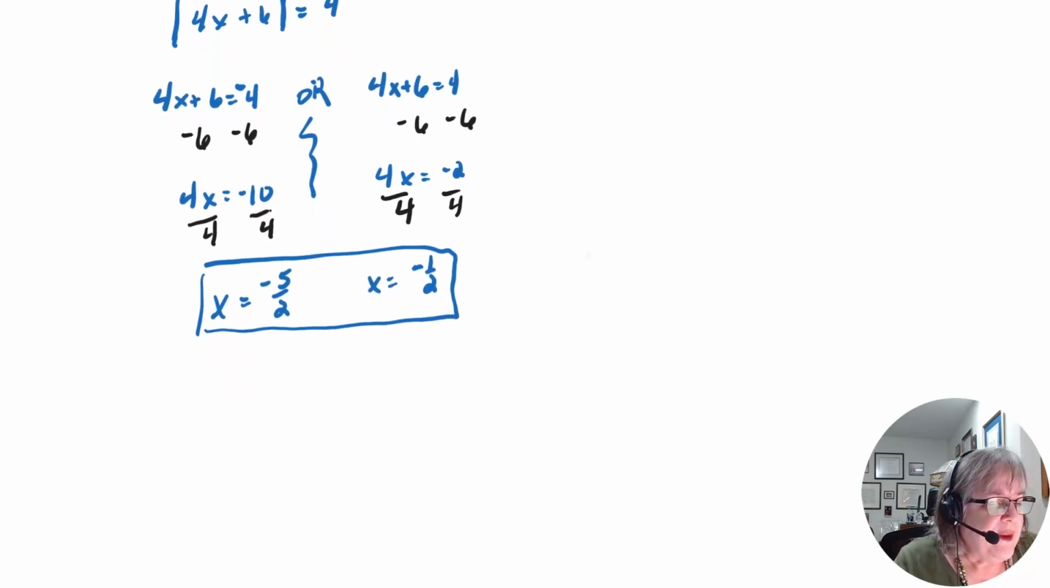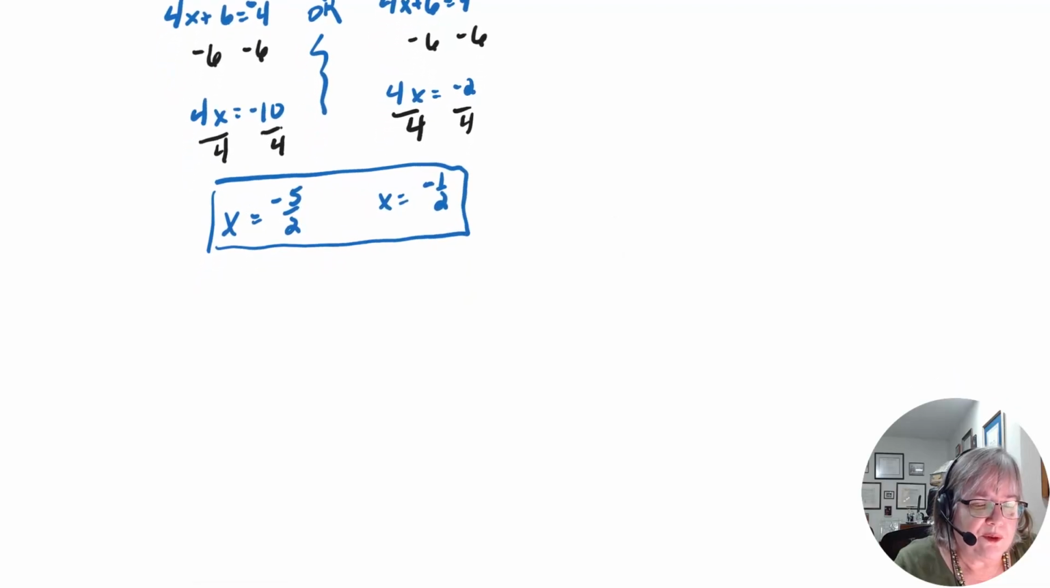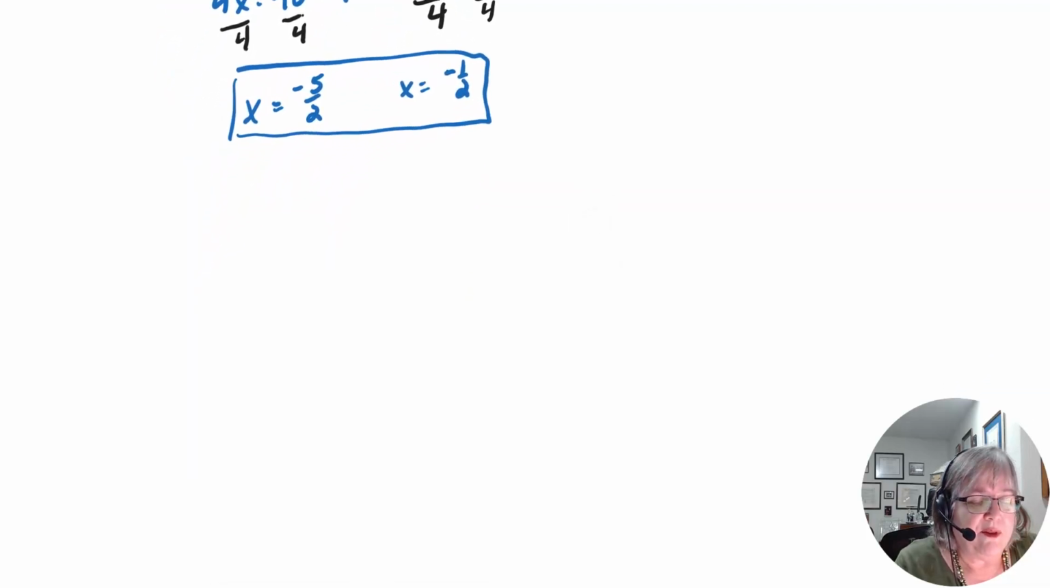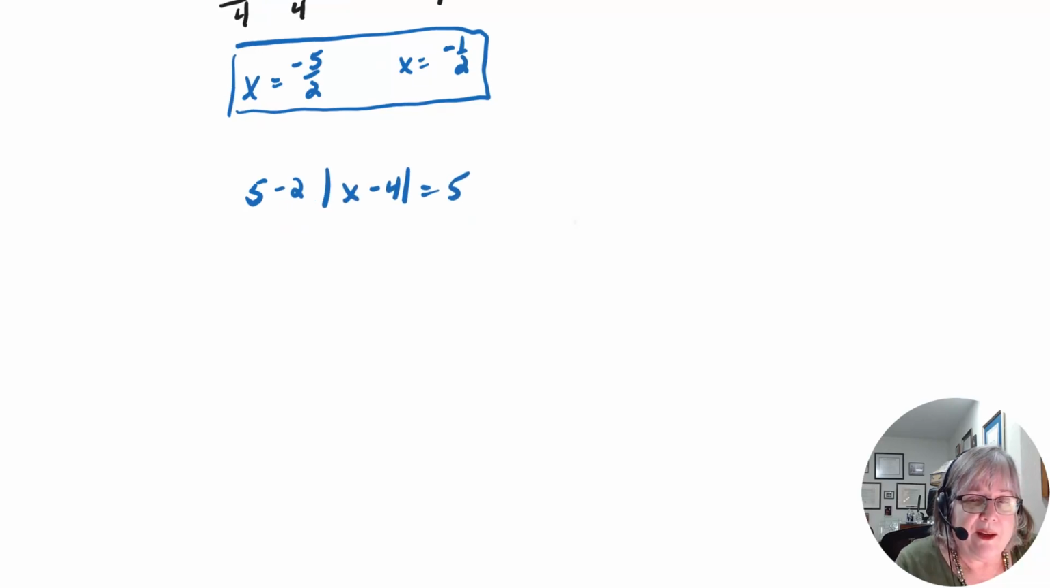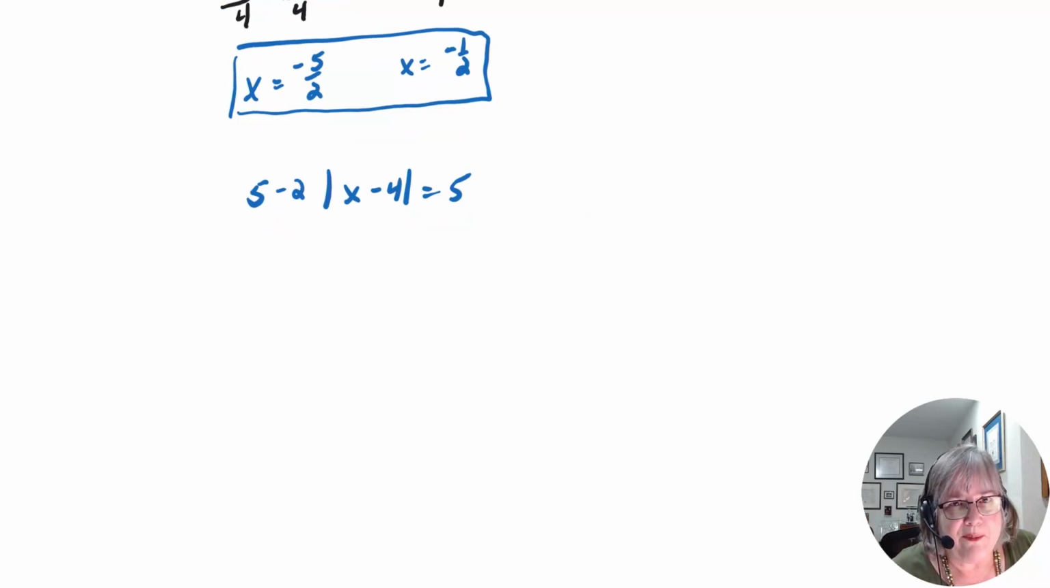Now, you don't always have two solutions. Sometimes you try to think about it as two solutions, but sometimes you don't. So let's see a couple of cases. So here's 5 minus 2 times the absolute value of x minus 4 equals 5. Now again, you cannot subtract 2 from 5 because 2 is multiplying, and you have to do that before you can subtract something. So we're stuck right now with this 2 multiplying the absolute value. But I can get rid of this 5 by subtracting 5.